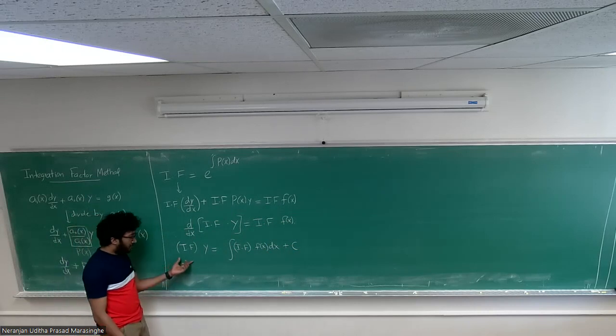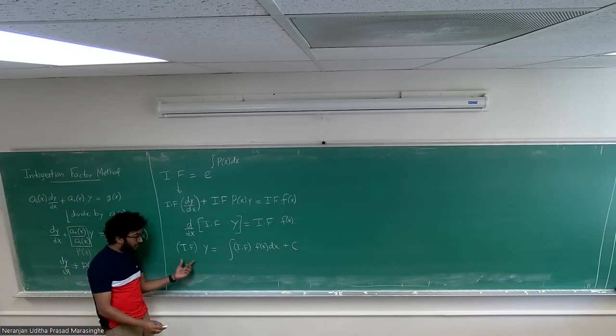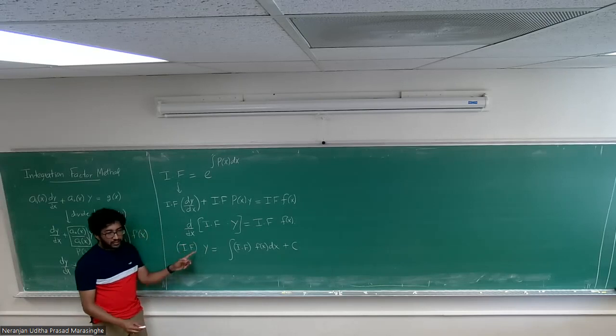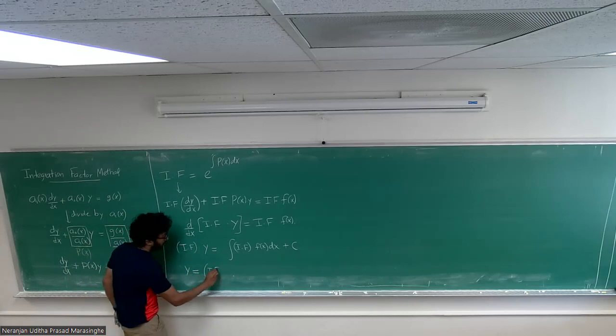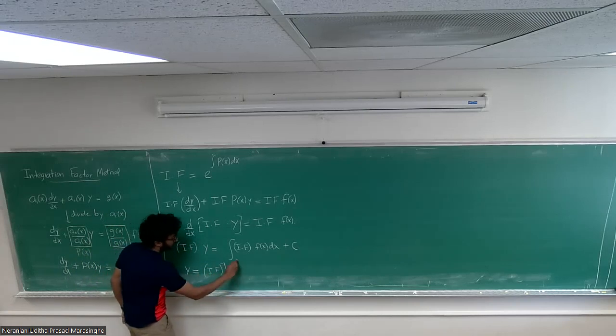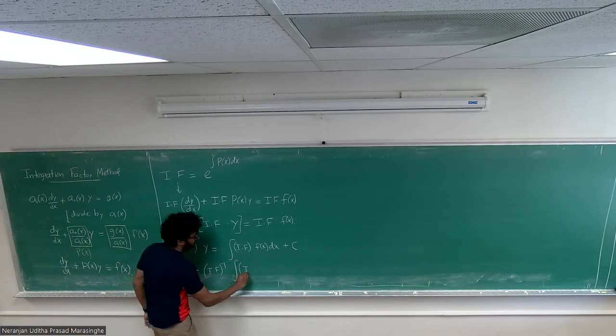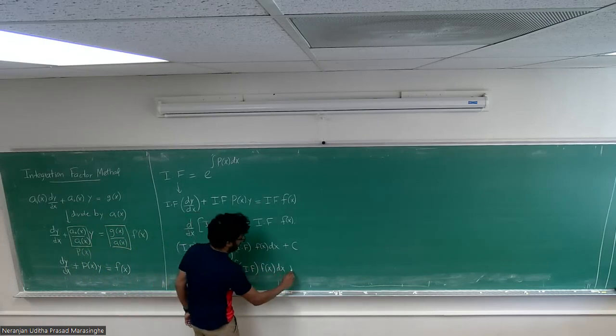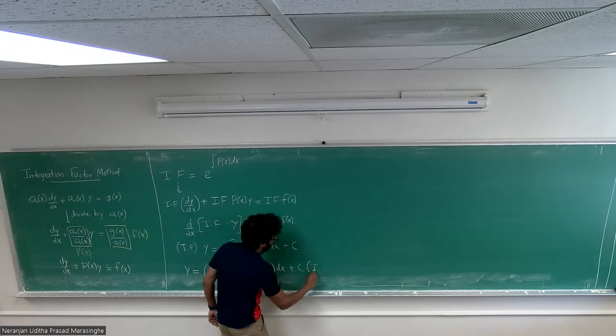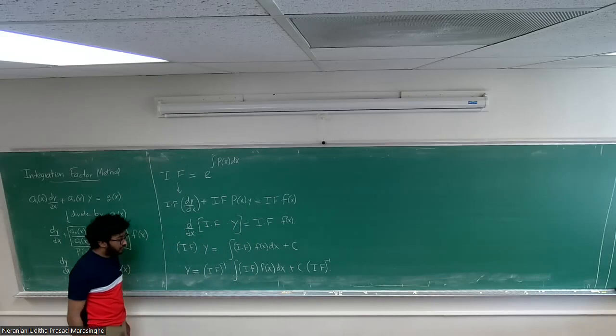Then what I'm going to do, I'm dividing both sides by the integration factor, or in other words, I'm going to multiply both sides by the power of -1 of the integration factor, right? Then y is equal to the inverse of the integration factor times the integral of integration factor times f(x) dx plus c. Right? This is what you have to do, right?